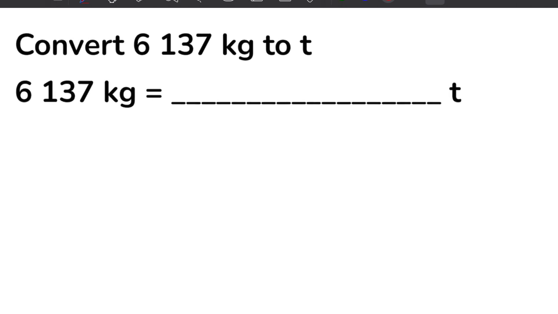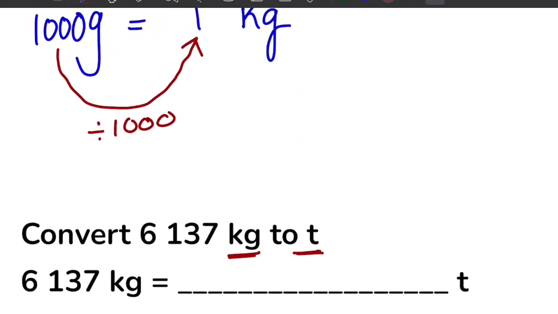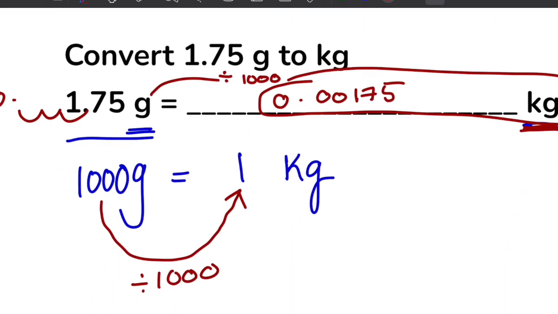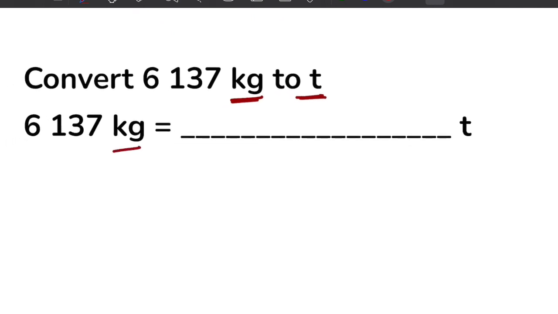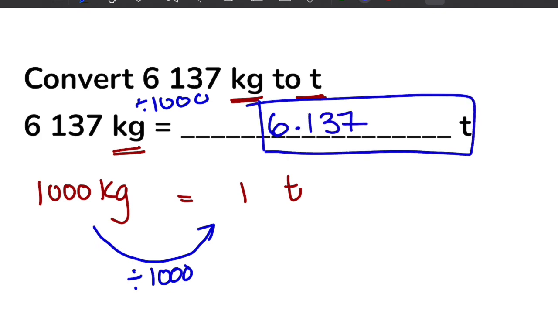Alrighty, next example. We're converting from kilograms to tons. So I'm going to go to my formula sheet and find the relationship between kilograms and tons, and here it is. 1 ton is equal to 1,000 kilograms. So I am going to write that down. Kilograms comes first, so 1,000 kilograms is equal to 1 ton. Okay, it's going to be very similar to the previous example. The number is getting smaller, so we will divide by 1,000, because 1,000 divided by 1,000 is 1. Here I'm going to also divide by 1,000, and the answer is going to be 6.137 tons. And of course, you can use your calculator.